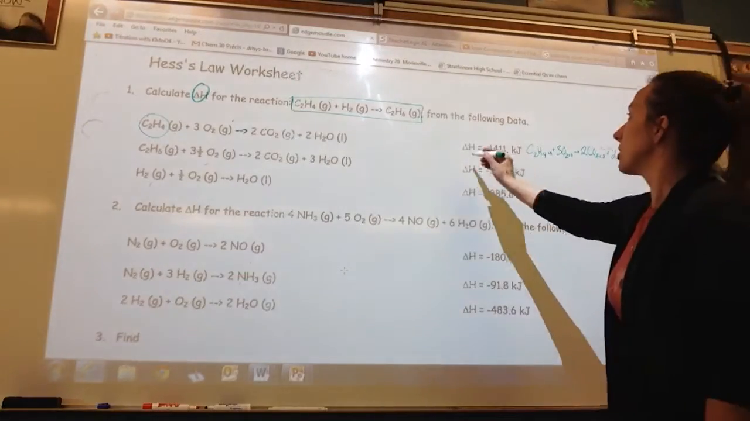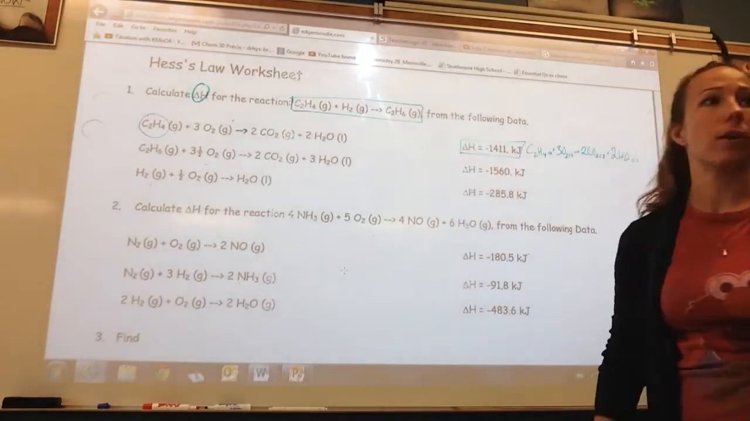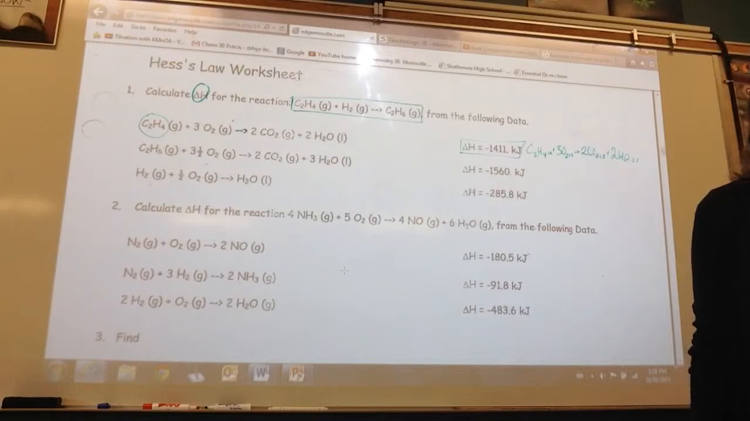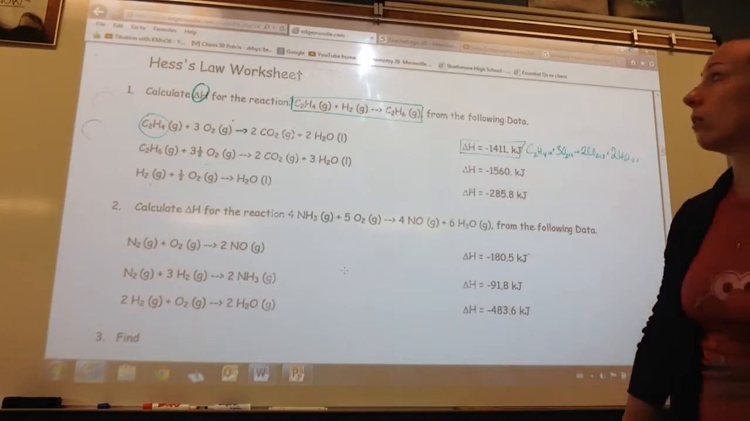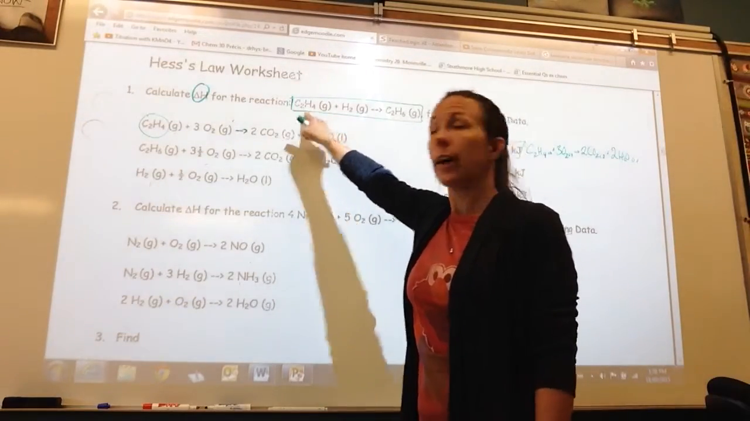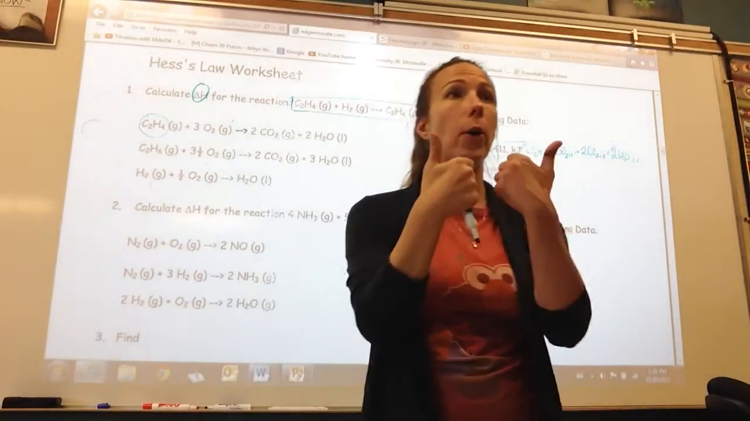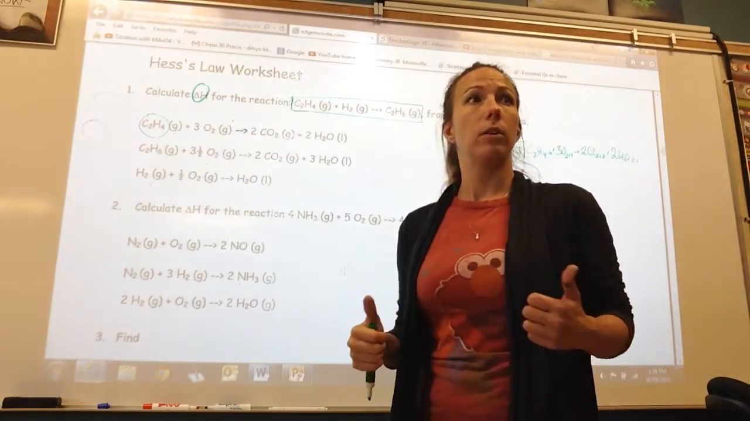Okay, and the delta H stays as is, because we haven't flipped it, we haven't multiplied. Do we need to multiply that one? No, why? Because it's a 1 in front of each C2H4. There's a 1 C2H4 here and a 1 C2H4 here, so probably we're good to go.